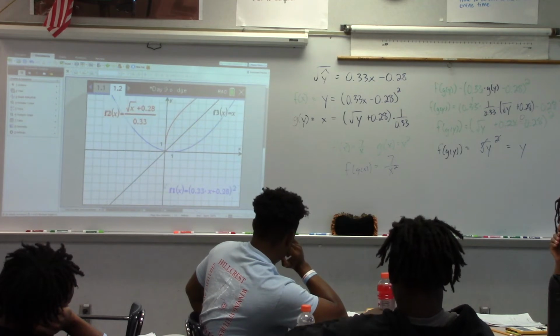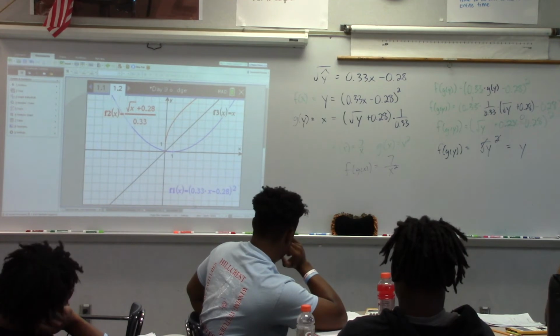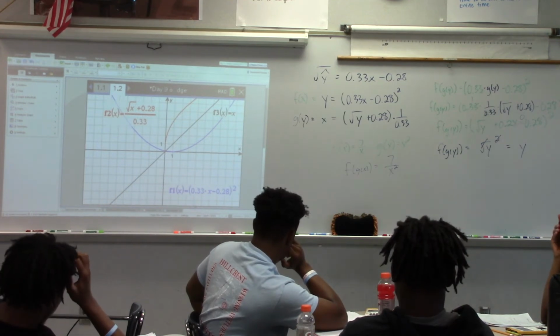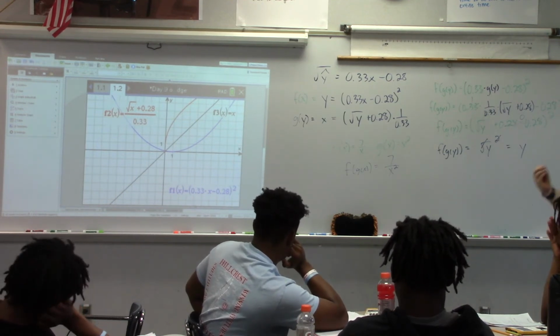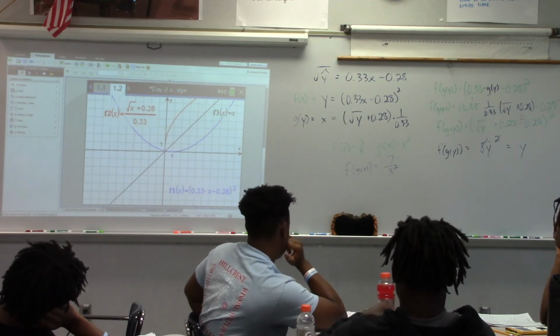So I want you to notice, right? We have two different functions here. We have that red square root function and the blue quadratic function. If I were to reflect that quadratic across the line y equals x, do I get just that red square root function?